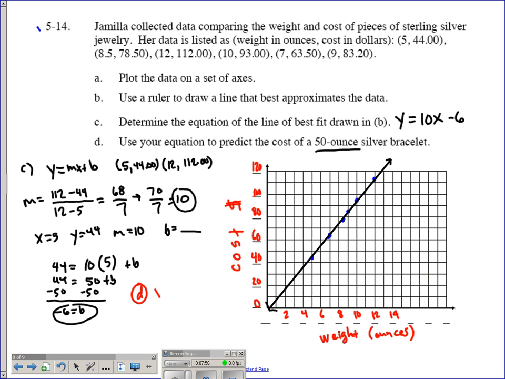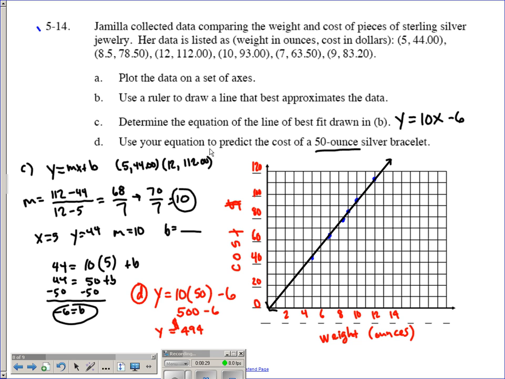So we're going to say y is going to equal 10 times x. And remember, x is the weight in ounces. So we're talking about a 50-ounce silver bracelet. So 10 times 50 minus 6. Well, 10 times 50 is going to be 500. Minus 6 should give us $494.